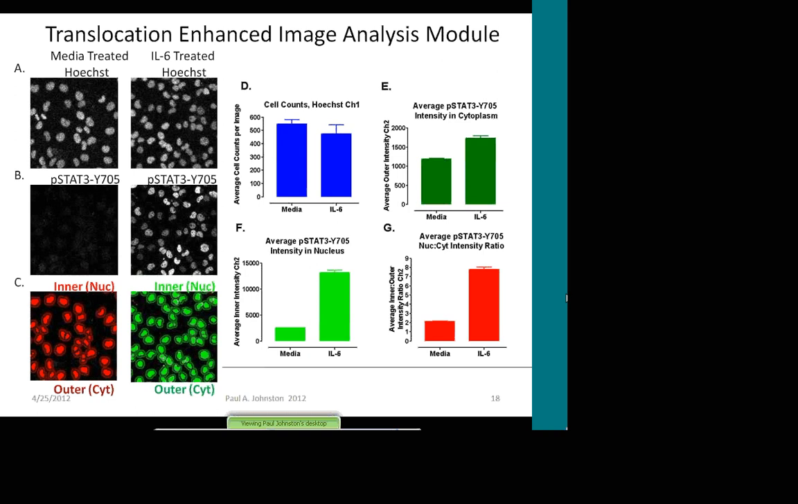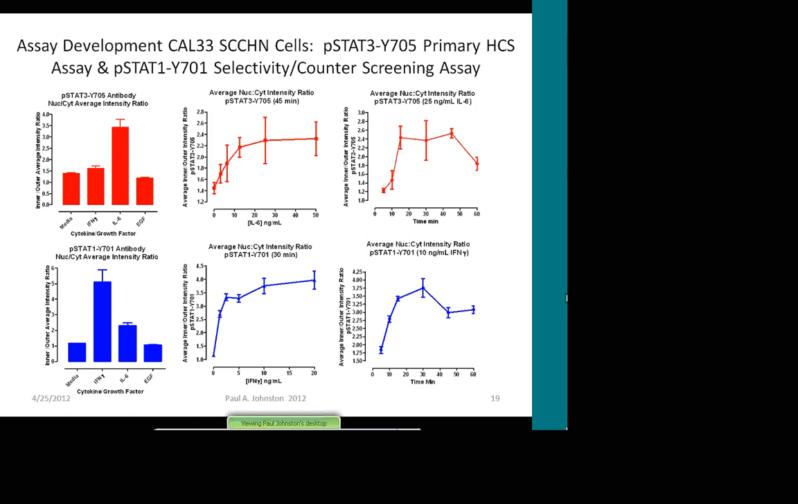You've got the cell count derived from channel 1, the average phosphotyrosine STAT3 intensity in the cytoplasm, and then the average phosphotyrosine intensity in the nucleus, and then you can also express that as a ratio, the nucleus-to-cytoplasm intensity ratio. In addition to the average intensity readings that I'm showing here, you could also get the fully integrated intensity readings. We actually ended up using the average phosphotyrosine 705 intensity in the nucleus as the main parameter for the high content screen.